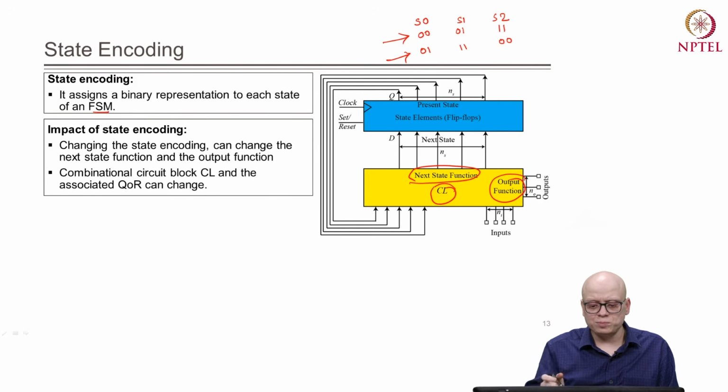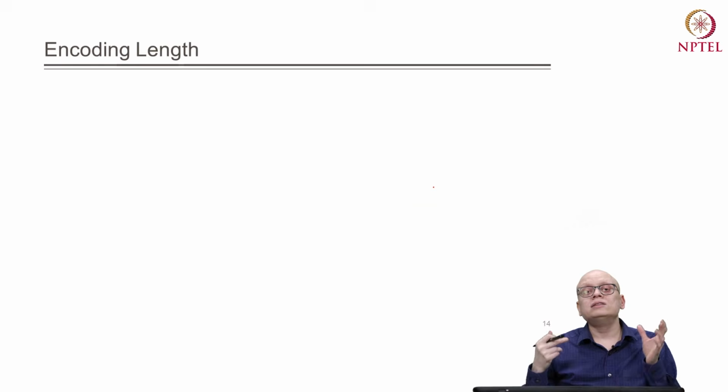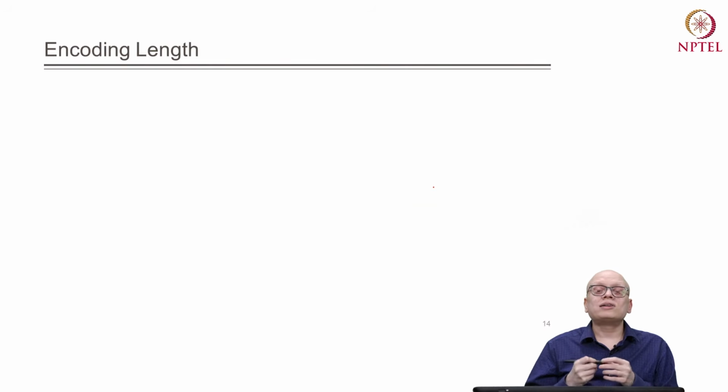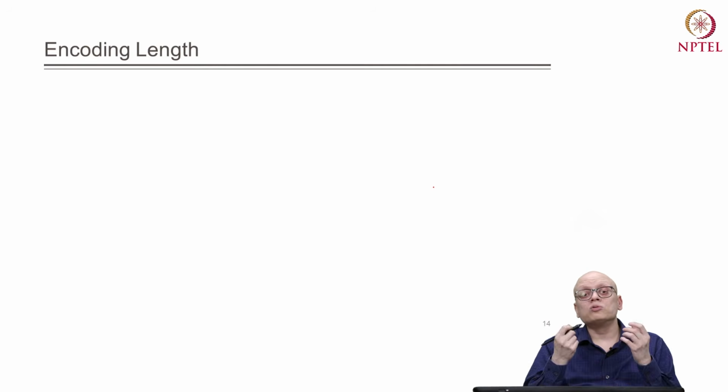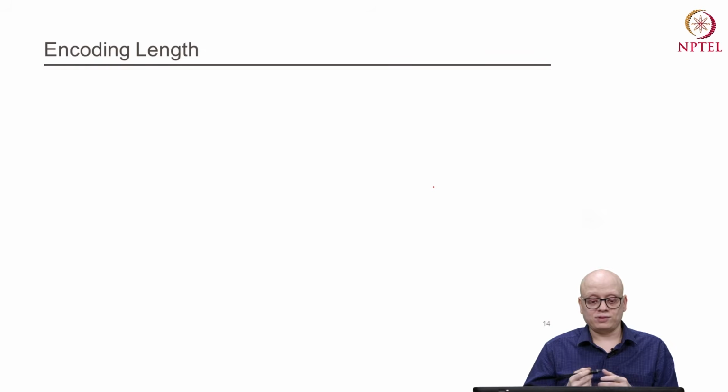So, the combinational circuit block CL and the associated QR can change with encoding. That is the motivation for trying out various encoding schemes and finding a good encoding for our FSM.